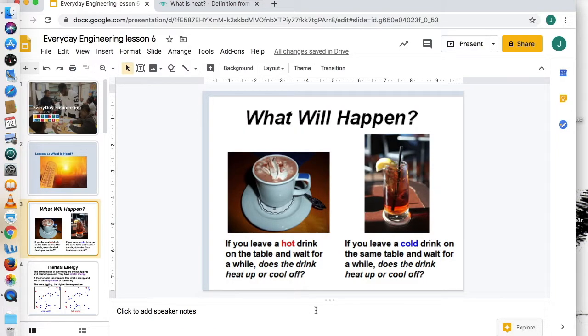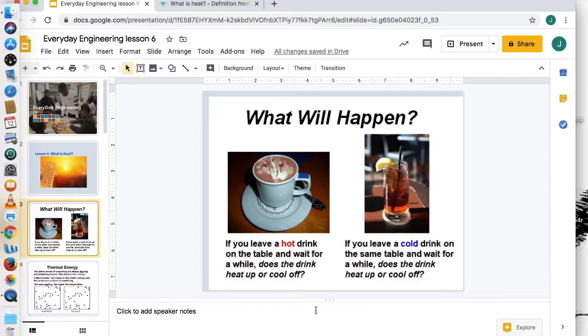So first, I have something that you should wonder about. If you leave a hot drink on a table and wait a while, does the drink heat up or cool off? If you leave a cold drink on the same table and wait a while, does the drink heat up or cool off? I'm going to give you a couple of seconds to think about that. This should be enough time, but pause if you don't know what the answers are.